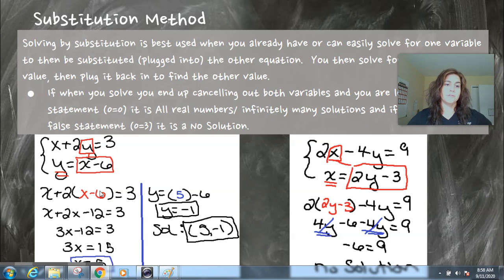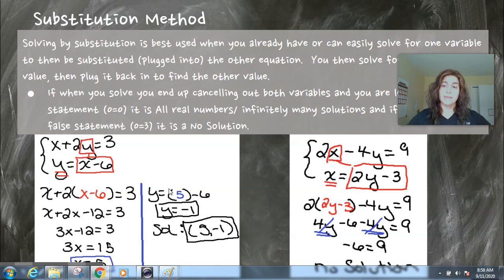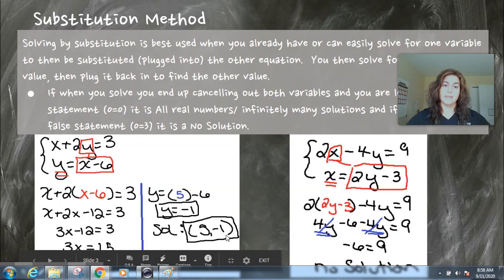And then I solve it, and you can see how I solved here. We got x equals 5. I then plugged it back in, and you can plug it into either one. I chose to plug it into the y equals equation, and I got -1, and that is my ordered pair. Again, make sure you're writing your ordered pairs x comma y.